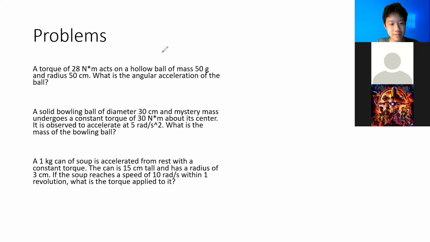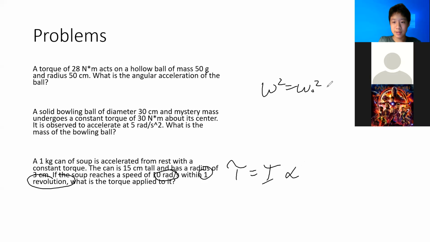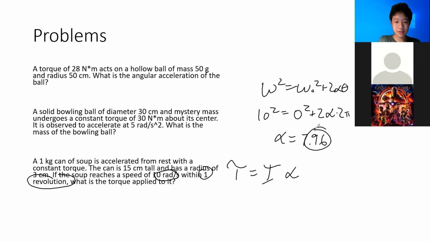For the last one, it's basically the same thing, and you would just use torque equals I alpha again. But this time, you don't have alpha, but you do have these two components. And then you can just use the equation ω² equals ω₀² plus 2 alpha Δθ. So we will usually get 10² equals 0 plus 2 alpha times 2π radians, right? Because that's one revolution. Just solve for alpha, 100 over 4π. Alpha is 7.96. This is your alpha.